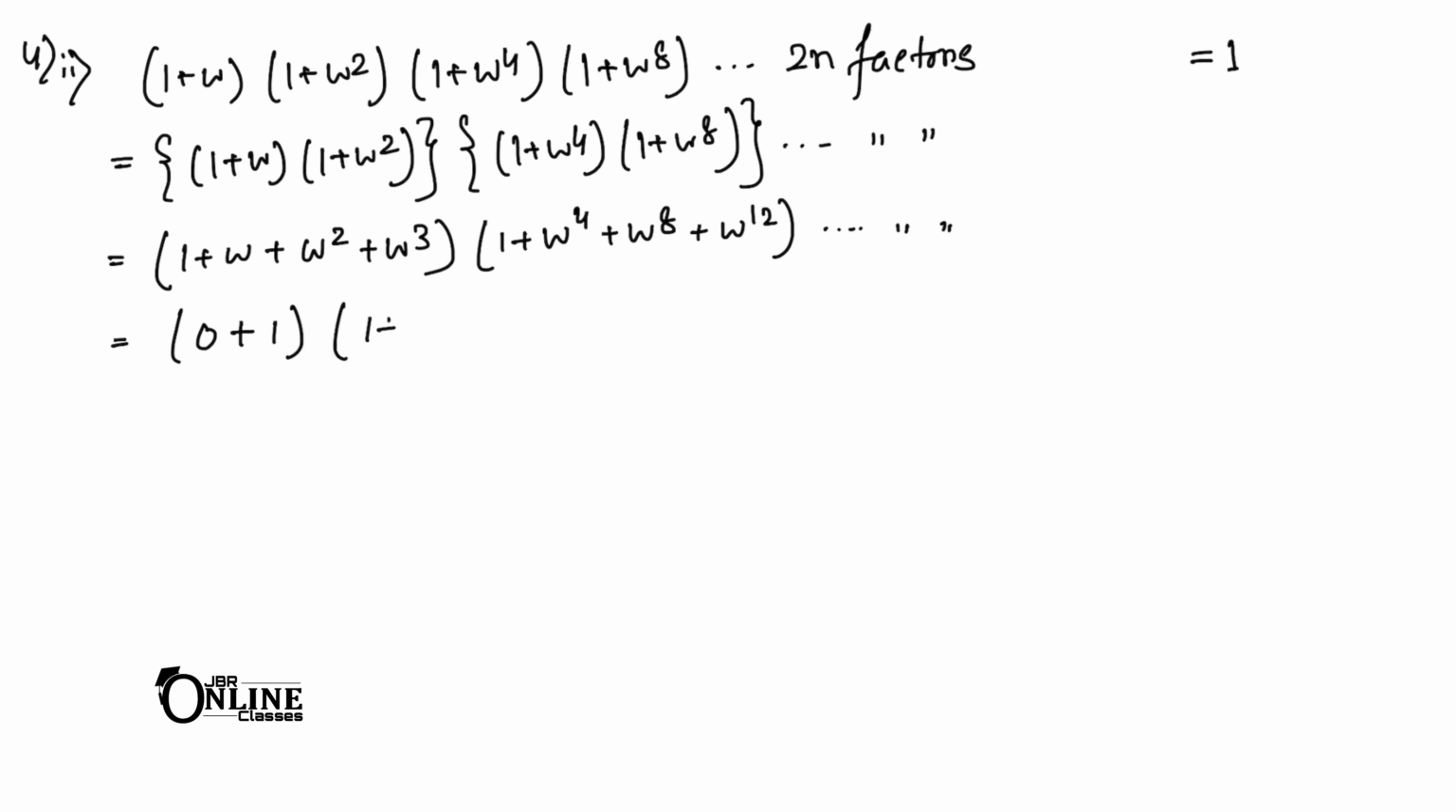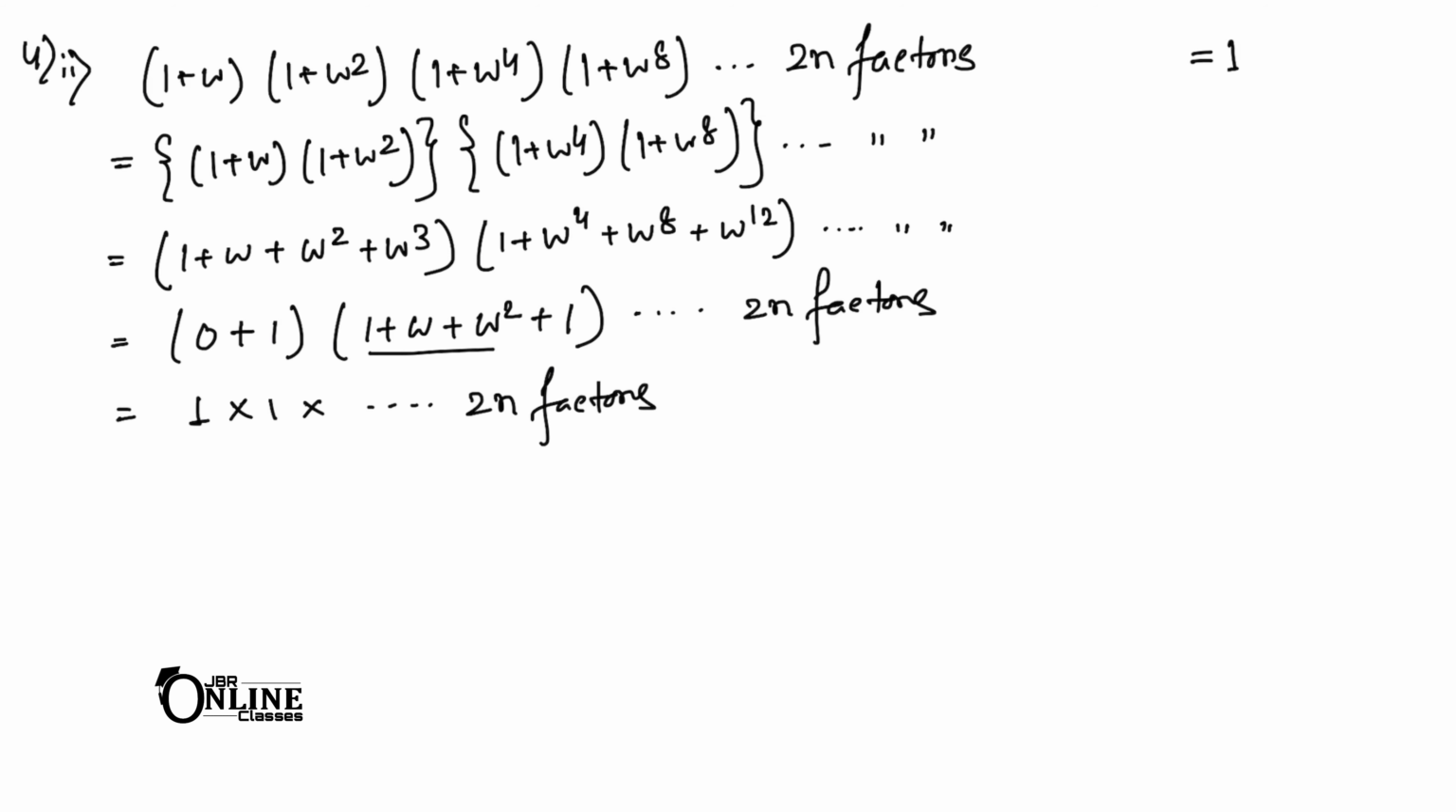For the second one, here 1 plus, now omega to the power 4 means you know that omega, and omega 8 means omega square, and here omega 12 means omega cube to the power 4, that means 1 to the power 4, so it becomes 1, then dot dot dot up to 2n factors. So from the first one it will be 1, and from the second one, because this one equal to 0, so again it will be 1, and then it's up to 2n factors. So your final answer will be 1, because if you multiply 1 again and again and again, it becomes only 1. So your answer is 1.